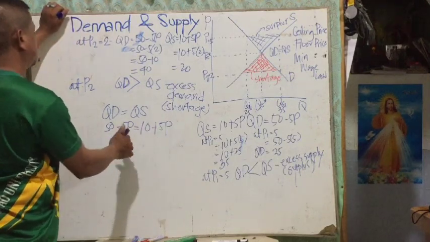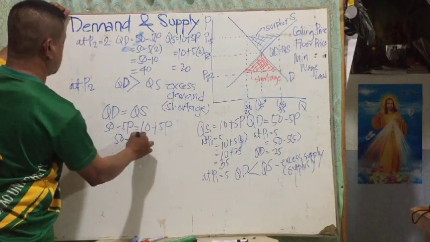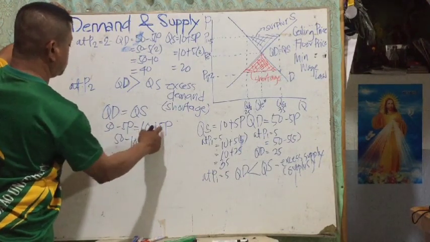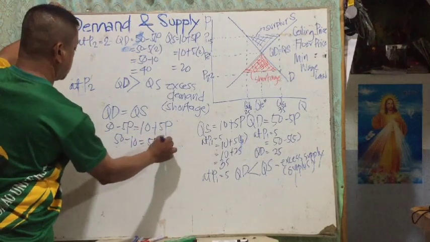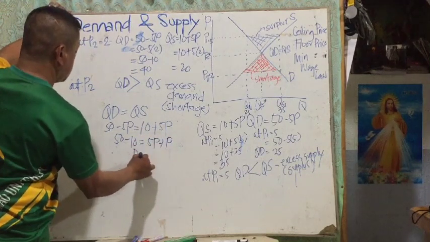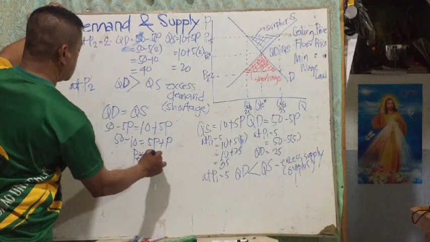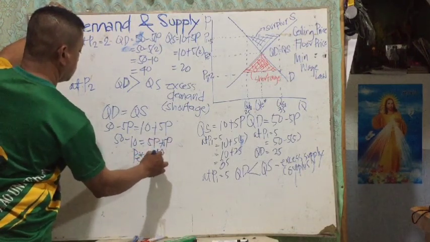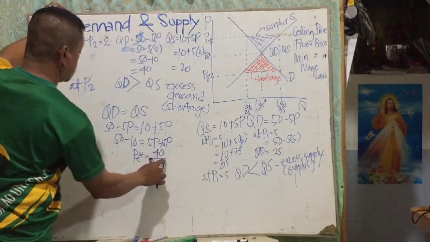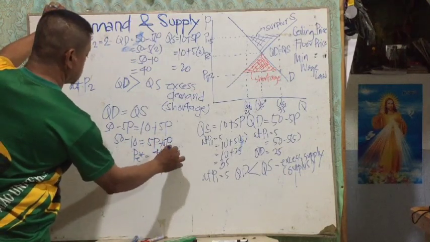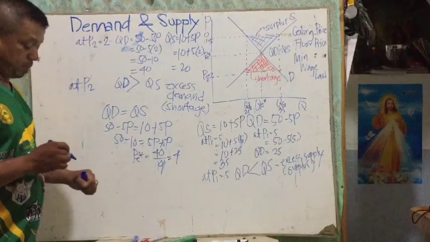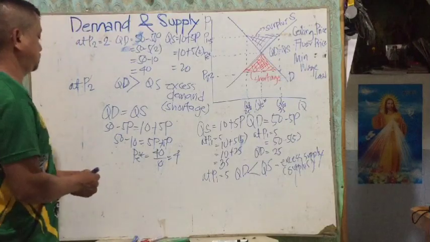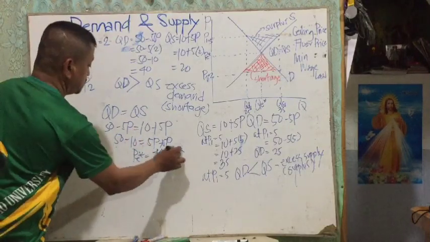Combining like terms through the transposition method, this becomes 50 minus 10 equal to 5P. This will become positive, plus P, such that PE star will now be equal to 40 over 10, or that is equal to 4. Okay? So that is how we get PE star.